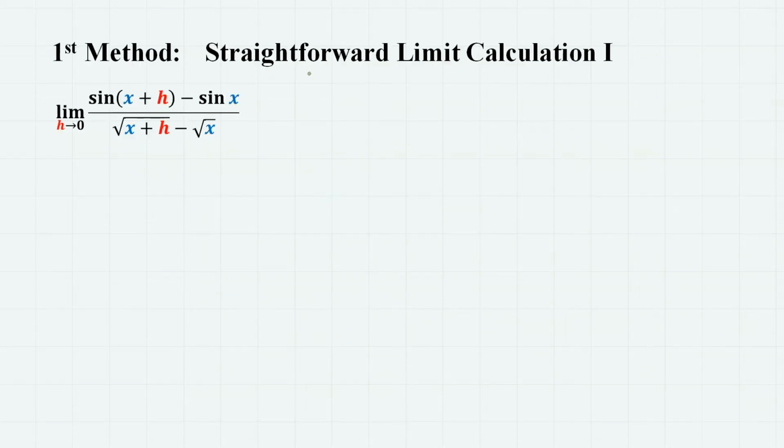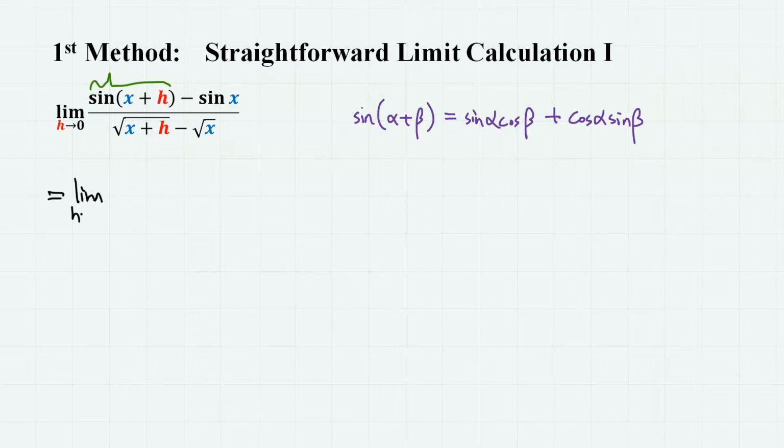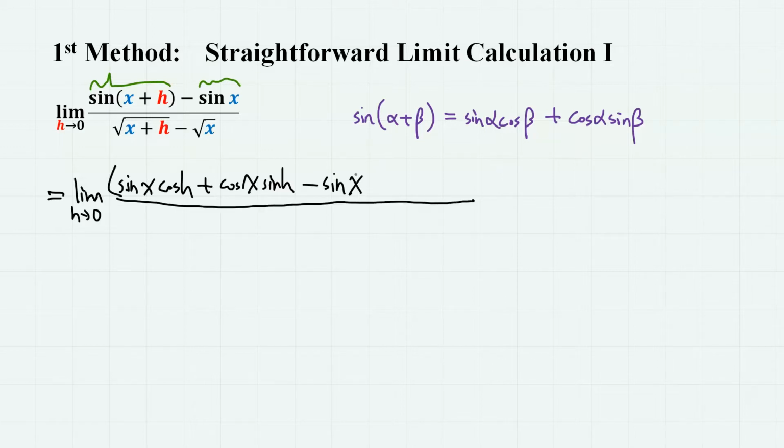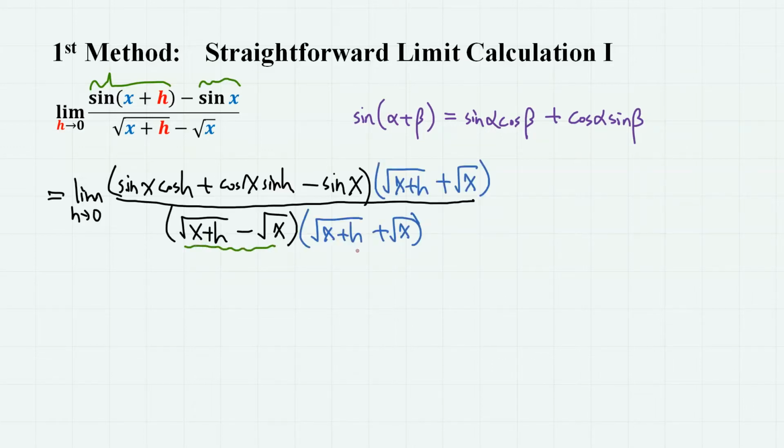In the first method, we are going to just straightforwardly calculate the limit by manipulating the functions at the numerator and the denominator a little bit. First, let us take a look at this sine(x plus h) part. Here we are going to apply the famous angle addition formula for sine. So in the numerator we have sine x cosine h plus cosine x sine h, then minus sine x. And for the denominator, we are going to rationalize it by multiplying square root of x plus h plus square root of x at both numerator and denominator.